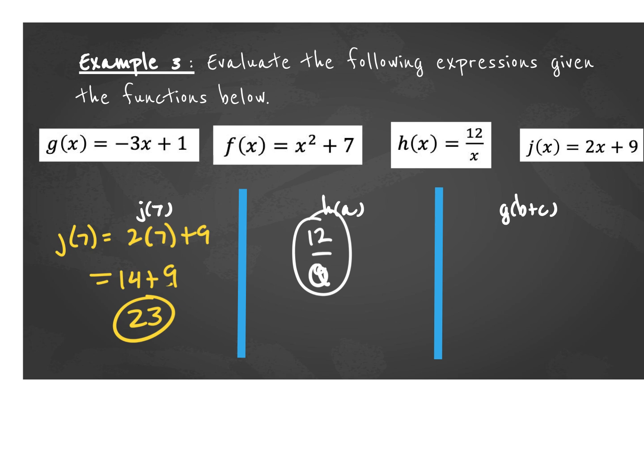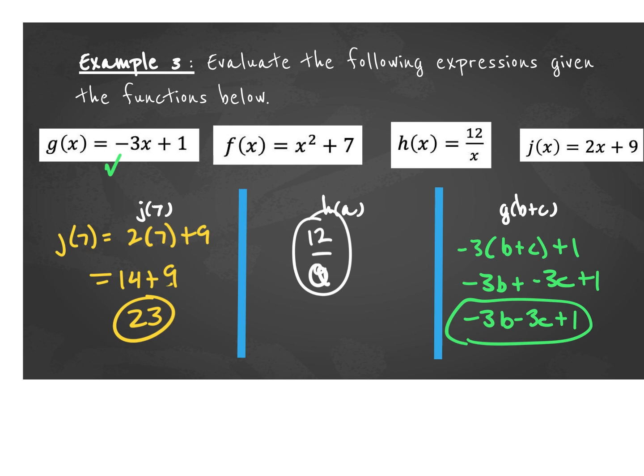And lastly, g of b plus c. This one gets a little bit interesting because I go to function g. So I'm going to have negative 3 times b plus c plus 1. So that'll be negative 3b plus a negative 3c plus 1. There's my answer.